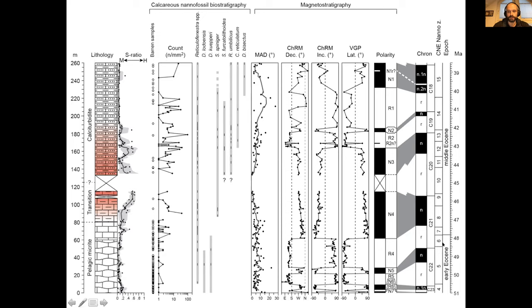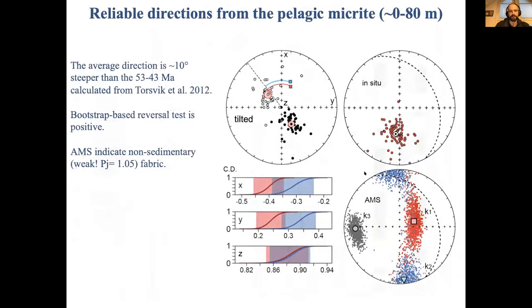The age is about 48 million years. So the dataset itself does look reliable, especially if we take the directions. We don't take the directions from the turbidites because they're not as good as the lower part, so we just focus on the good dataset. We have a total of 88 directions and a positive reversal test. We use a bootstrap approach rather than the traditional reversal tests, which usually assume that the directions are Fisher distributed. That's not always the case, so with the bootstrap approach, I'm not going through the details, but you overcome this limitation. The reversal test is positive.